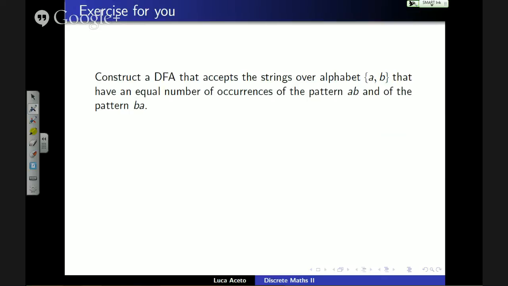If somebody asks you to come up with a DFA that accepts the strings over the alphabet AB that have an equal number of occurrences of the pattern AB and of the pattern BA, your first reaction might be, finite automata can't count, so I can't do this. In reality, this time you can. Why? Because there is a lot more structure to the type of solution that you can accept. So exercise: draw a DFA that accepts this language. You can.